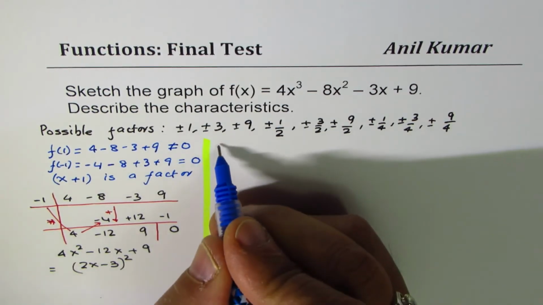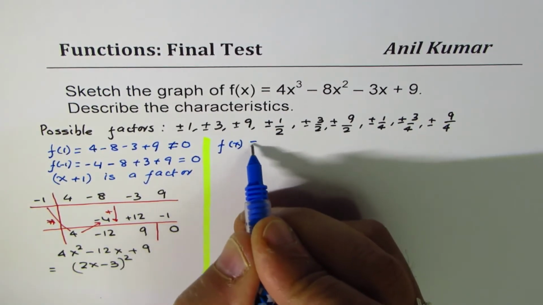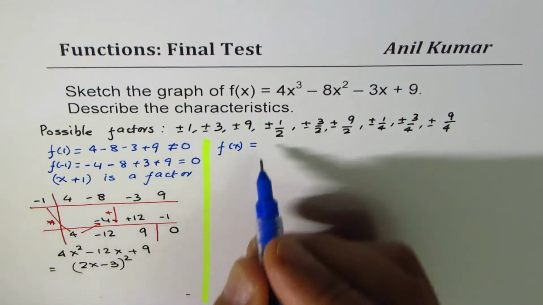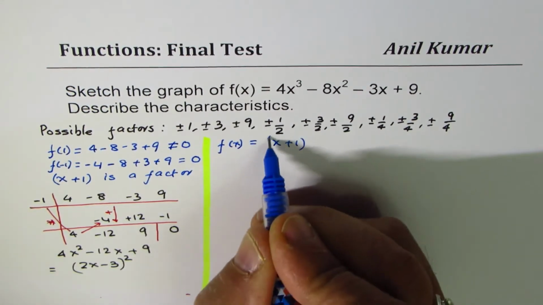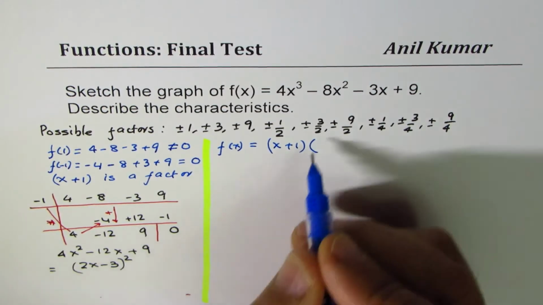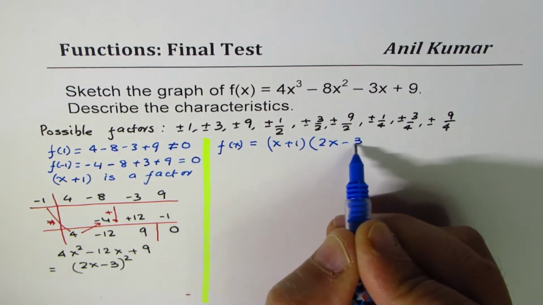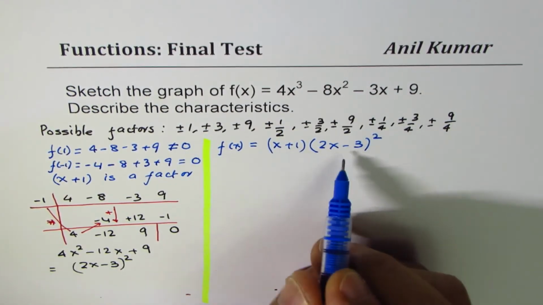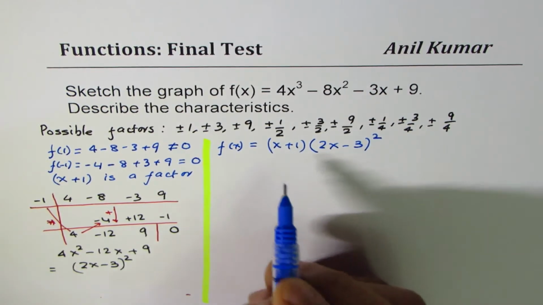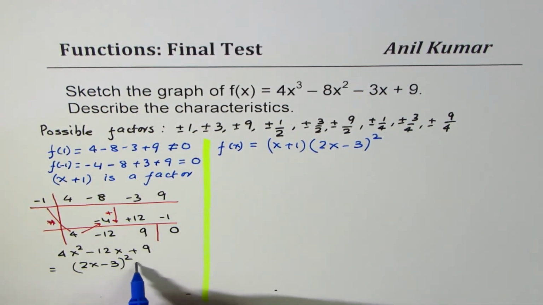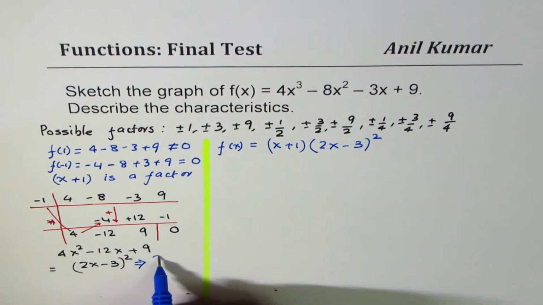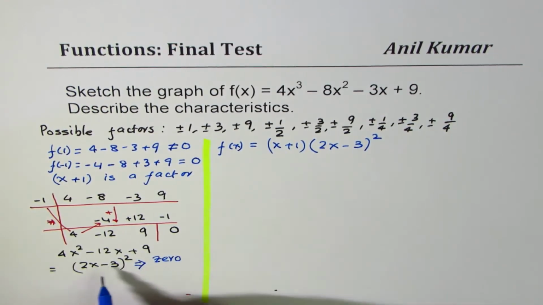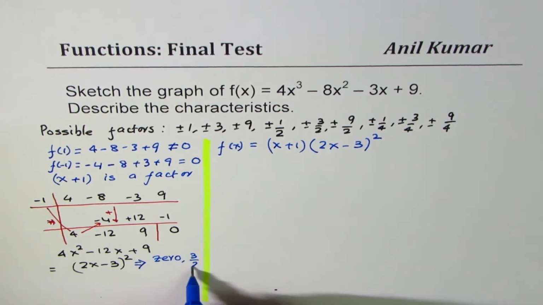So what we have here is a function f of x, which could be written as x plus 1 times 2x minus 3, whole square, right? So that becomes the factored form of the function. And here we have two types of zeros. So this leads to, let me write here, a 0, which is at 3 over 2 or 1.5.